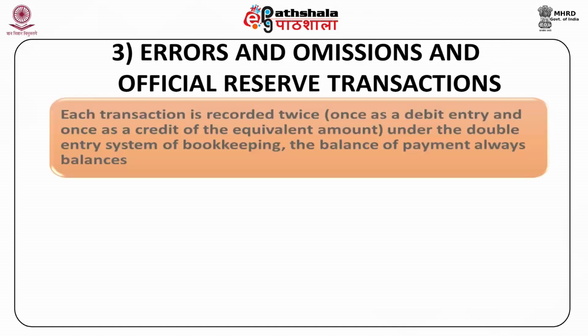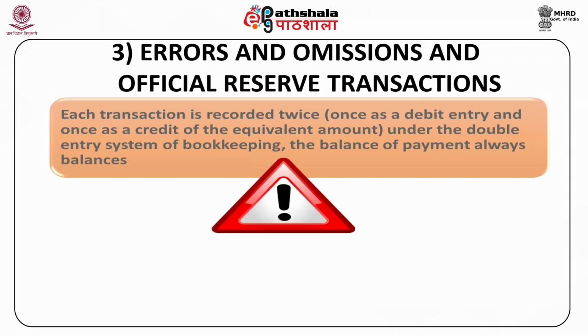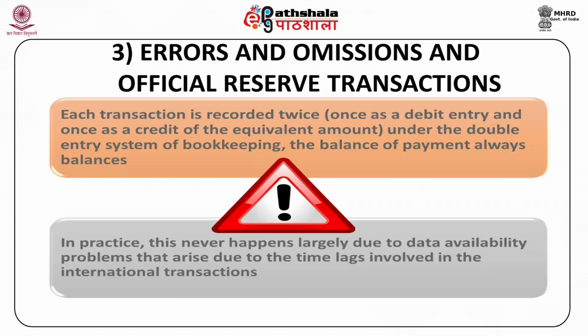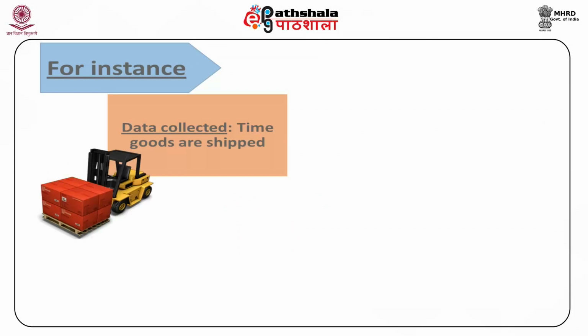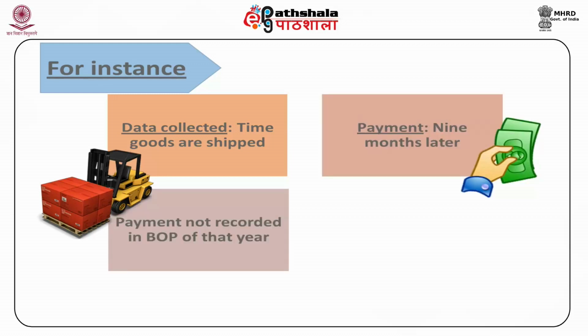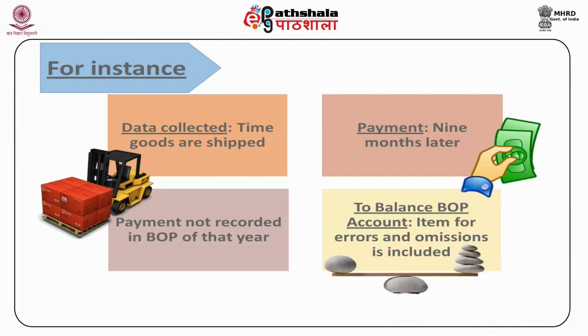In principle, as each transaction is recorded twice, once as a debit entry and once as a credit of the equivalent amount, under the double-entry system of bookkeeping, the balance of payments always balances. However, in practice, this never happens, largely due to data availability problems that arise due to the time lags involved in international transactions. For instance, data on exports may be collected at the time the goods are shipped from the country. However, the payments for exports are made 9 months later and may not be recorded in the balance of payments of that year. Therefore, in order to balance the balance of payments account, an item for errors and omissions is included.